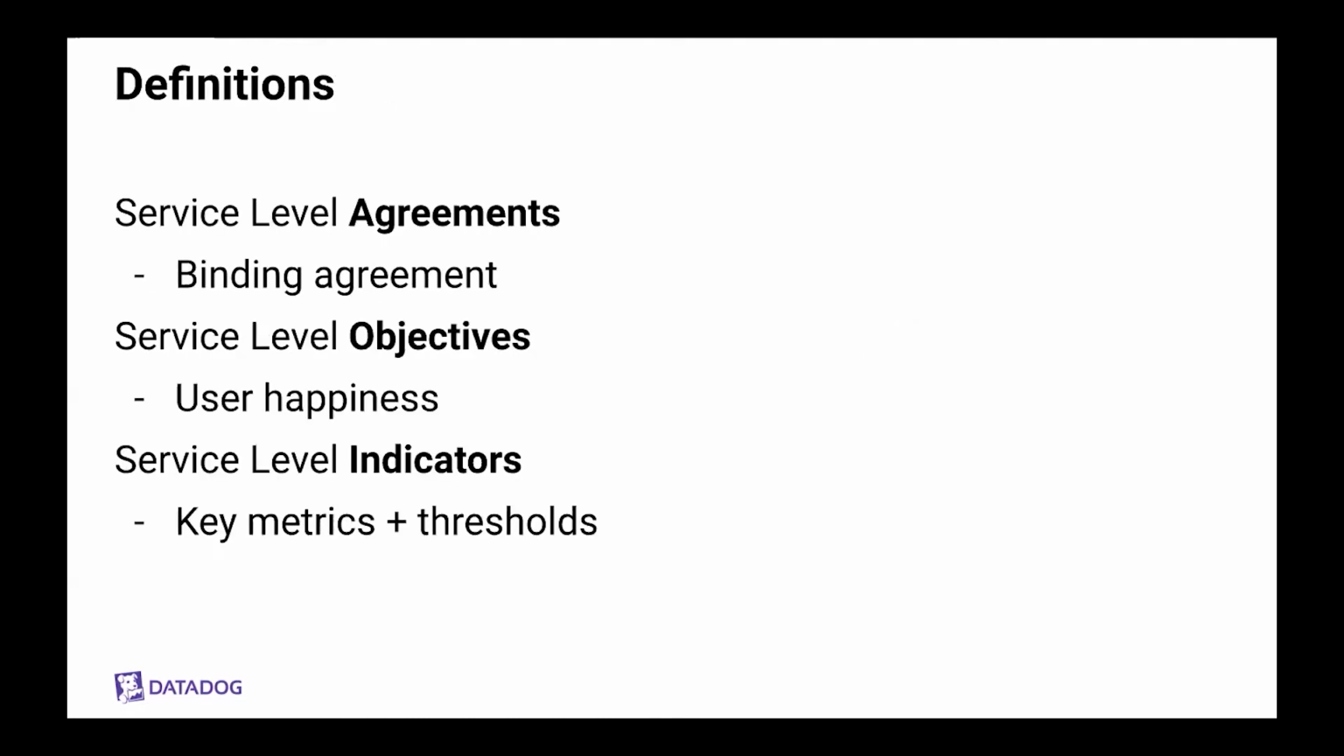Before we go any further, I want to make sure that we're working from the same definitions. Service level agreements, SLAs, are binding agreements. This is where contractual legal obligations come into the picture. We aren't going to be dealing with the SLA piece today, but it's important to distinguish between agreements and the service level objectives that help your business get there. Objectives are the targets, the goals you want to achieve. It's that user happiness. And then SLIs, service level indicators. This is what you're measuring, the key metrics and thresholds.